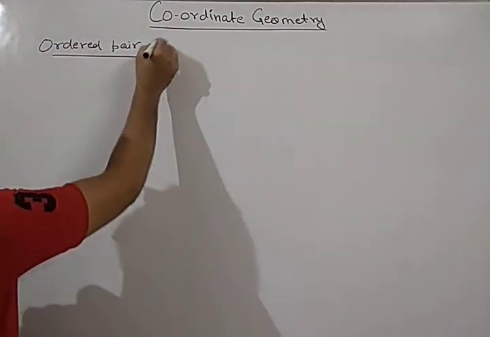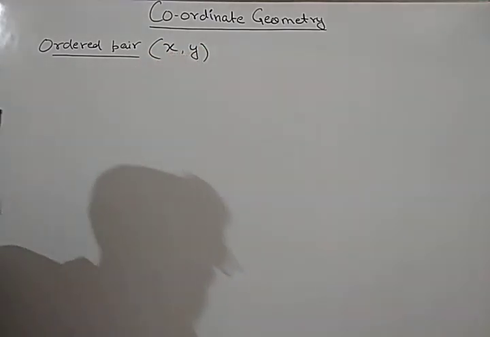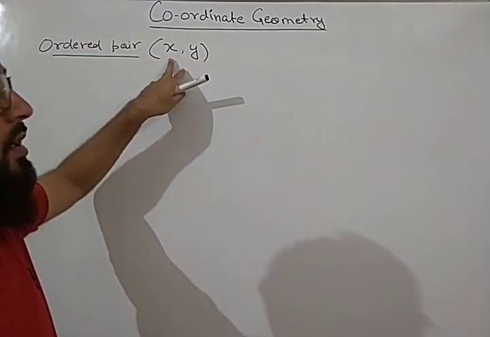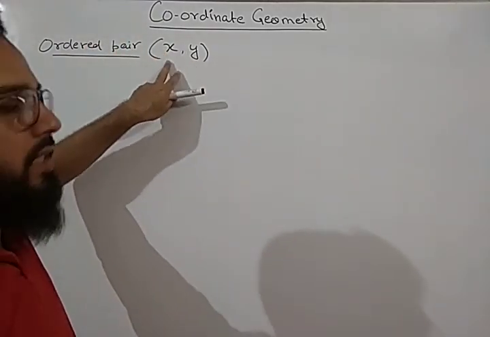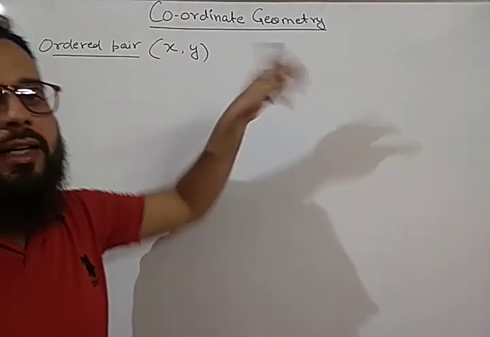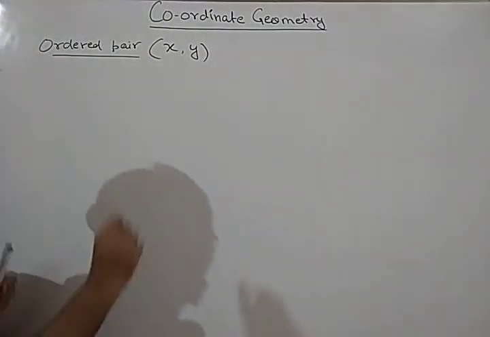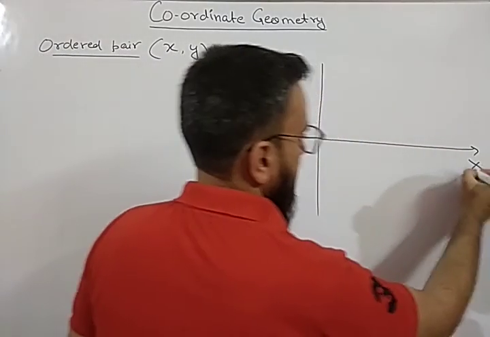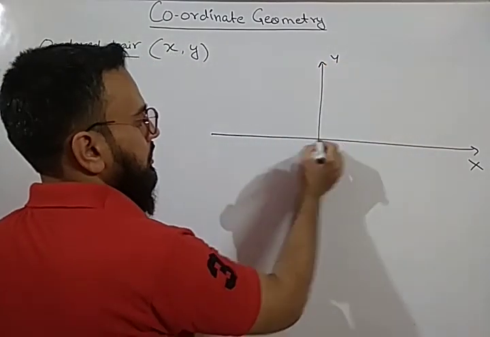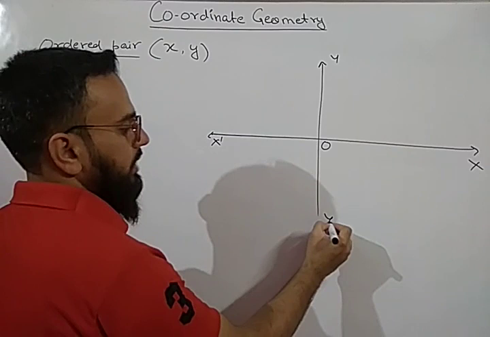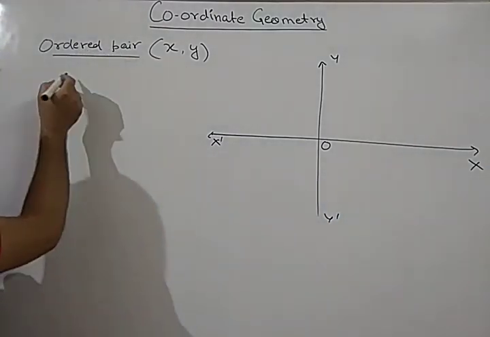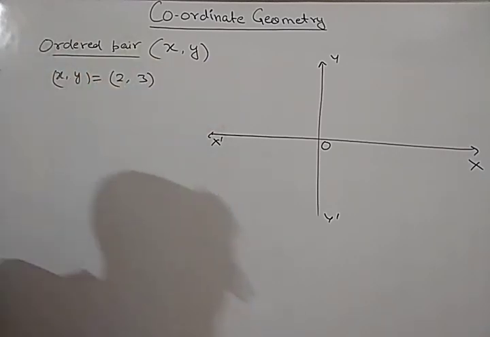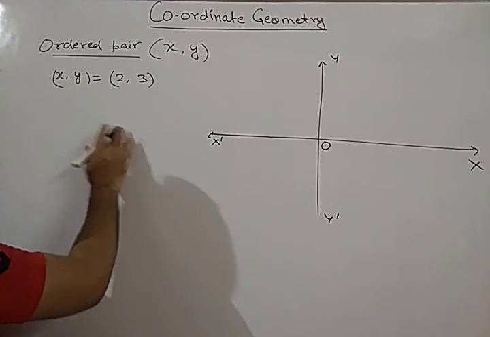What is an ordered pair? An ordered pair indicates the position of a point in terms of x and y coordinates, denoted by (x, y). X is the position on the x-axis and y is the position with respect to the y-axis. Now, this is our Cartesian coordinate system, or we can say rectangular coordinate system, XOX', YOY'. Let us consider an ordered pair (x, y) equal to (2, 3).